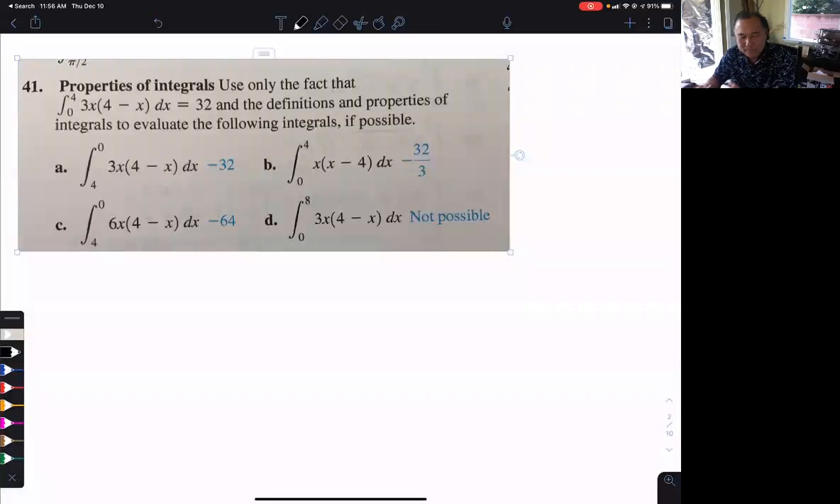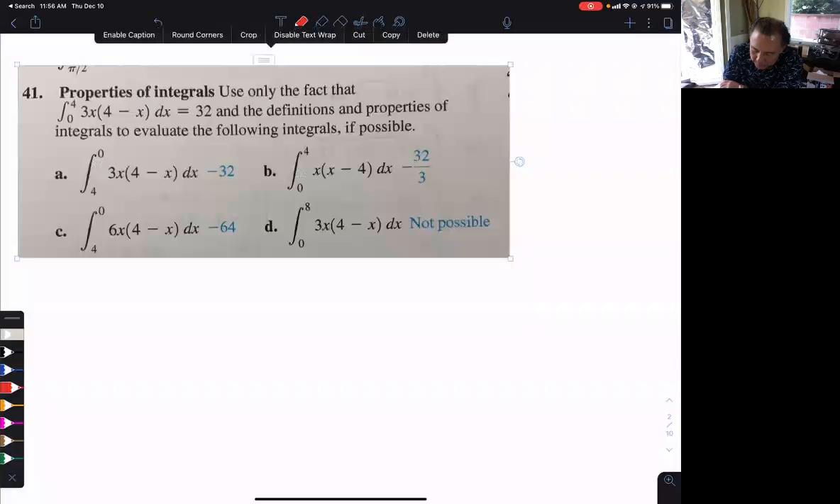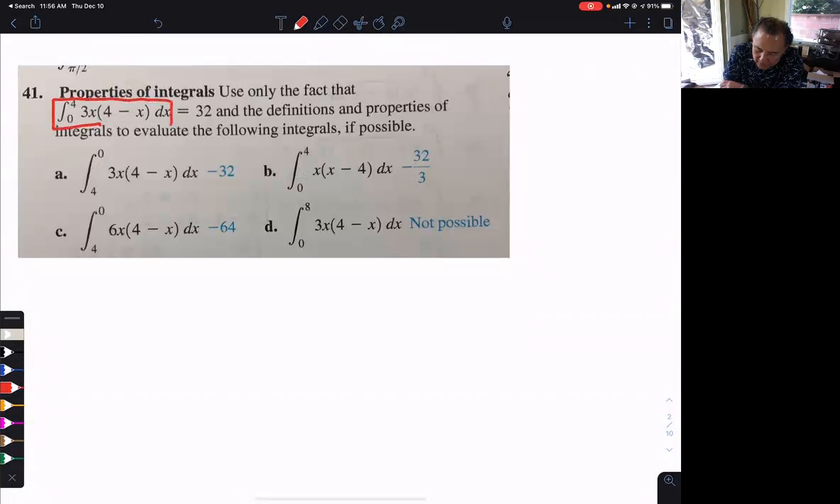All right, 5.3, number 41, using the properties of integrals. It is given that the integral from 0 to 4 of that function is 32. In other words, the net area is 32.